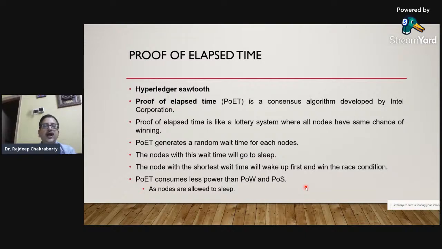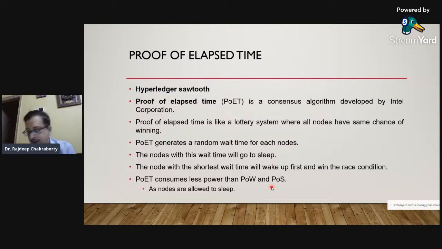Another consensus mechanism is known as proof of elapsed time. Basically in proof of elapsed time, everyone gets blocks to mine for a particular time. Proof of elapsed time is a consensus algorithm which was developed by Intel. It is like a lottery system where all nodes have the same chance of winning. It generates a random wait time for each node, and the nodes with this wait time go to sleep. The node with the shortest wait time wakes up first and wins the race condition. So this is how proof of elapsed time works.